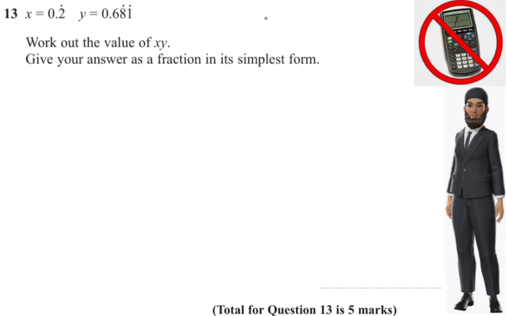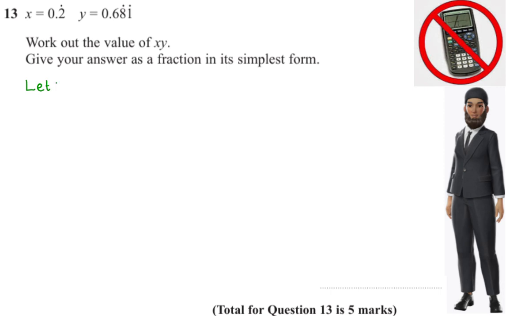We know that x is 0.2 recurring and y is equal to 0.681, where there's a recurring on the 8 and the 1 digits. We'll be asked to work out the value of xy. Give your answer as a fraction in its simplest form.